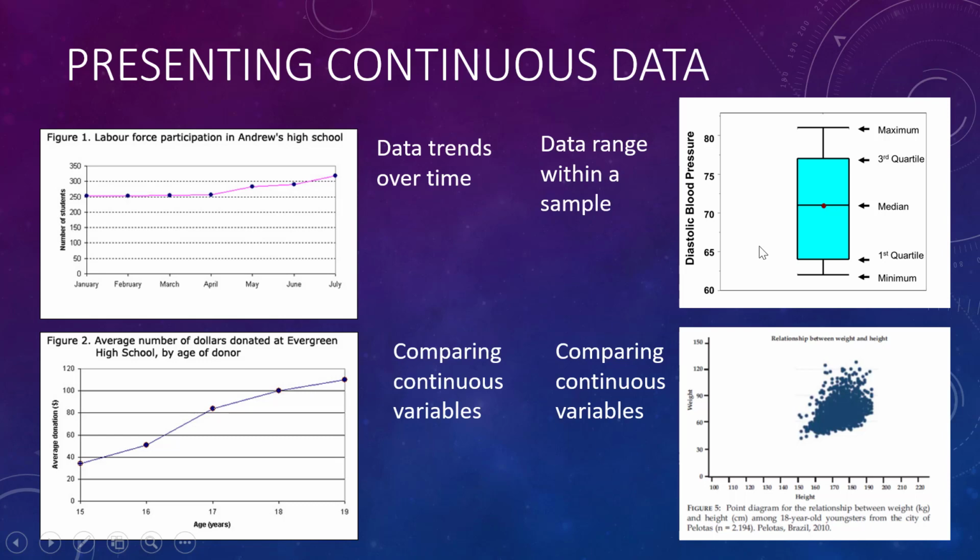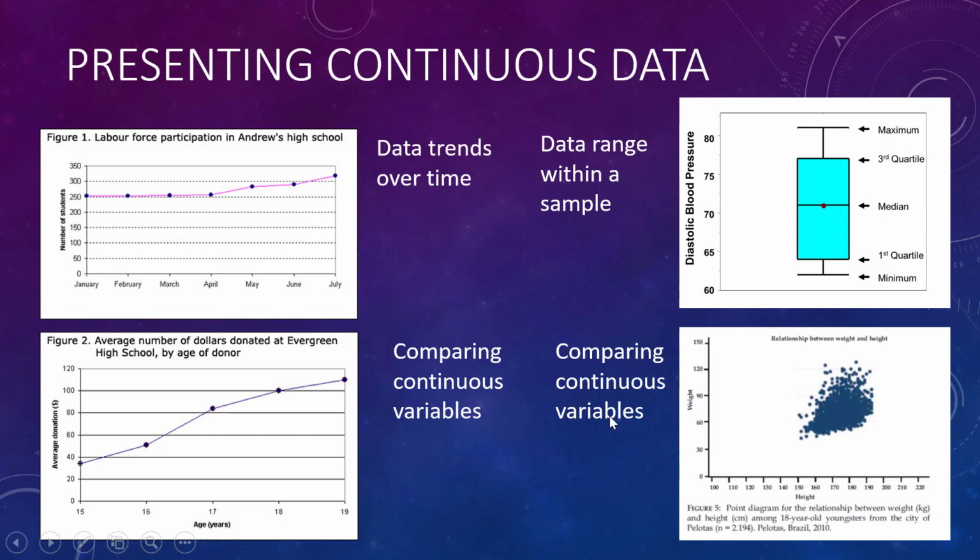We also can look at data range within a sample. This is a box and whisker plot. I'll talk about that in a minute. With this, we're looking at one variable, diastolic blood pressure. Here's the median. Sometimes it's a mean. Here's the interquartile range with a minimum and maximum.